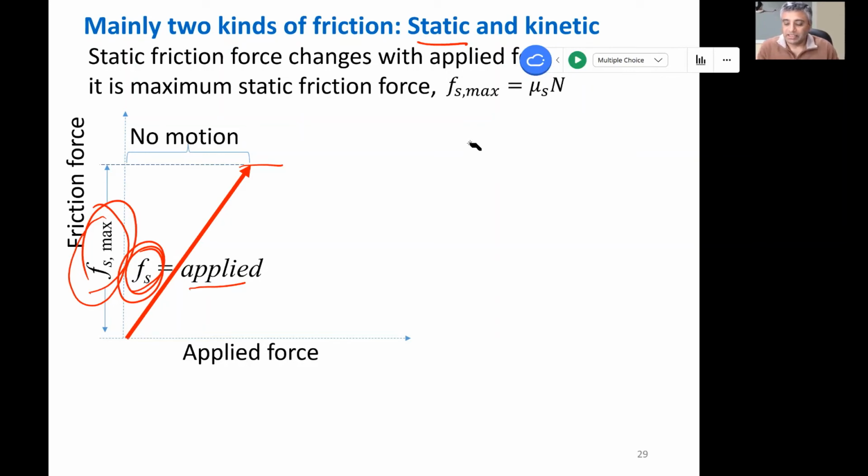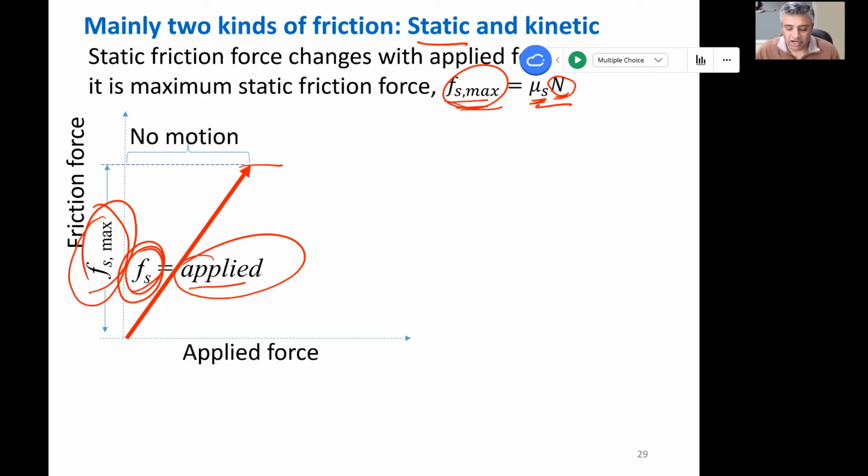So what that means is, if we know the surface, you know the mu s, and if we can find N, which we should be able to find, we'll see soon, that means we can calculate that maximum value, okay? If it's not maximum, then you need to know how much you are applying. That's kind of tough, you need to measure. So if you are pushing on the table, how much are you applying? Getting that number is going to be a bit tough, okay? But the maximum value you can find. So that's why it turns out handy.